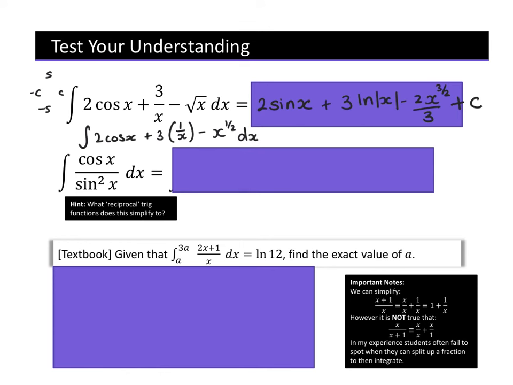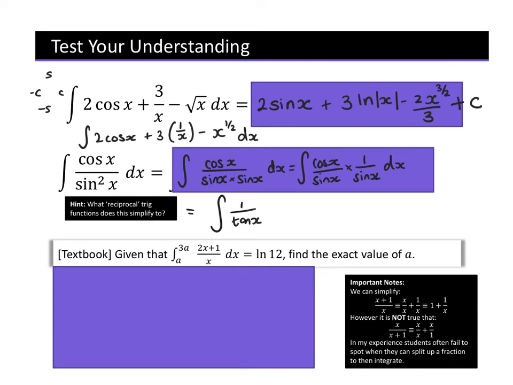Cos x over sine squared x, I can write this as the integral of cos x over sine x times sine x, okay? With respect to x, I know that, again, this is going to be cos x over sine x times 1 over sine x with respect to x. We actually know that cos x over sine x is 1 over tan x. 1 over sine x is cosec. So cosec.